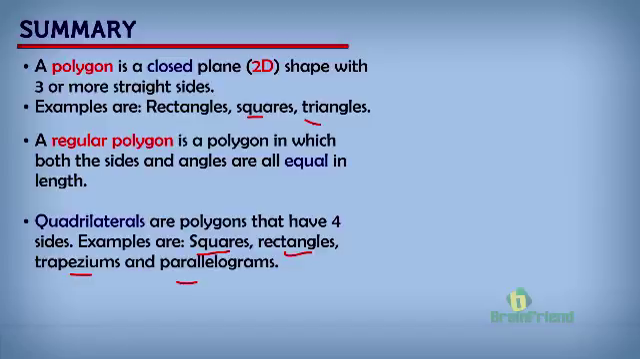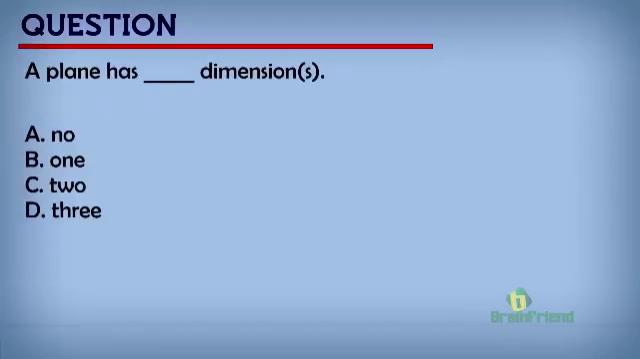Now, for all that we've learned so far, we're going to test ourselves. We're going to give ourselves 2 quick questions to see how much we have learned. A plane has how many dimensions? A, it has no dimension. B, it has 1 dimension. C, it has 2 dimensions. And D, it has 3 dimensions. The correct answer is C. A plane has 2 dimensions.